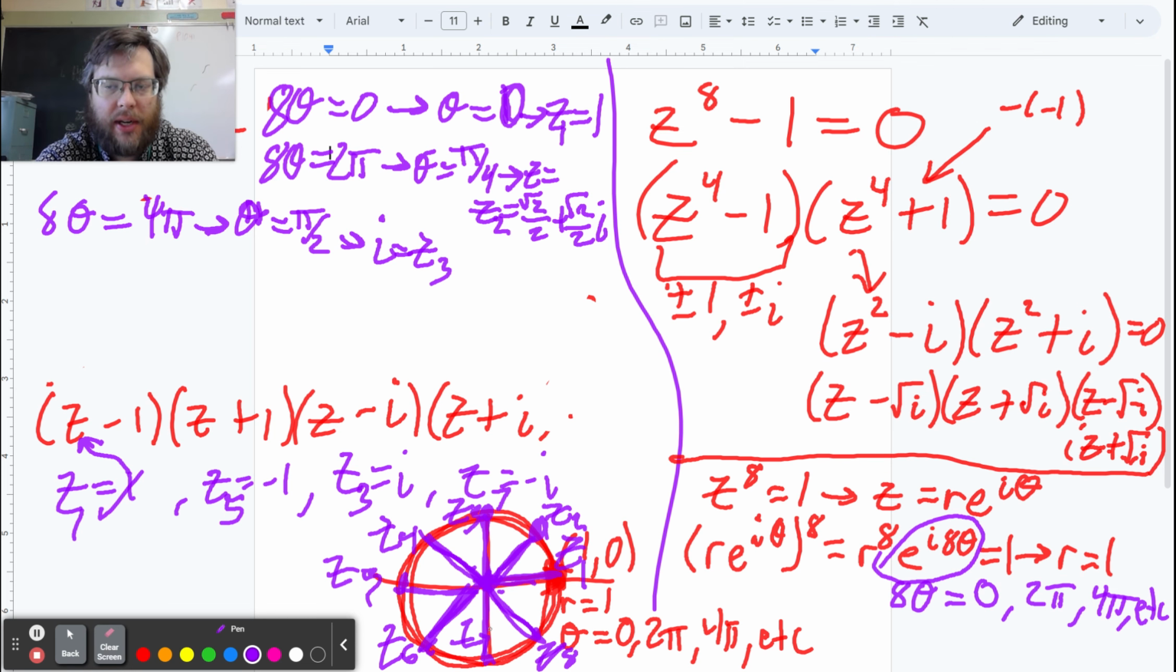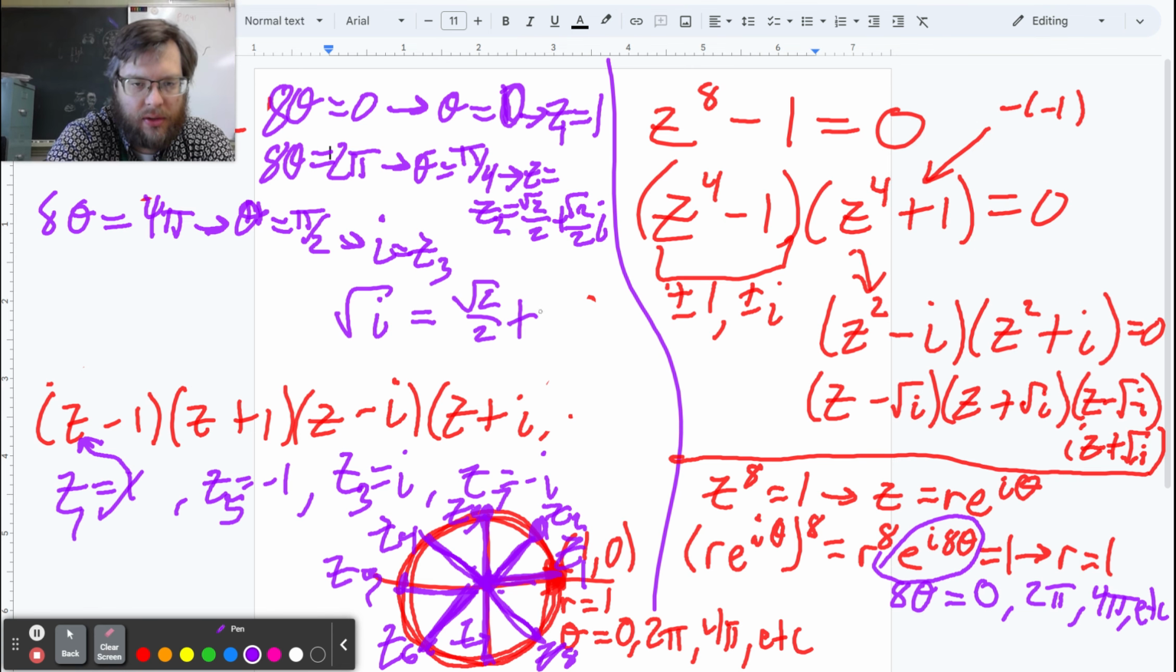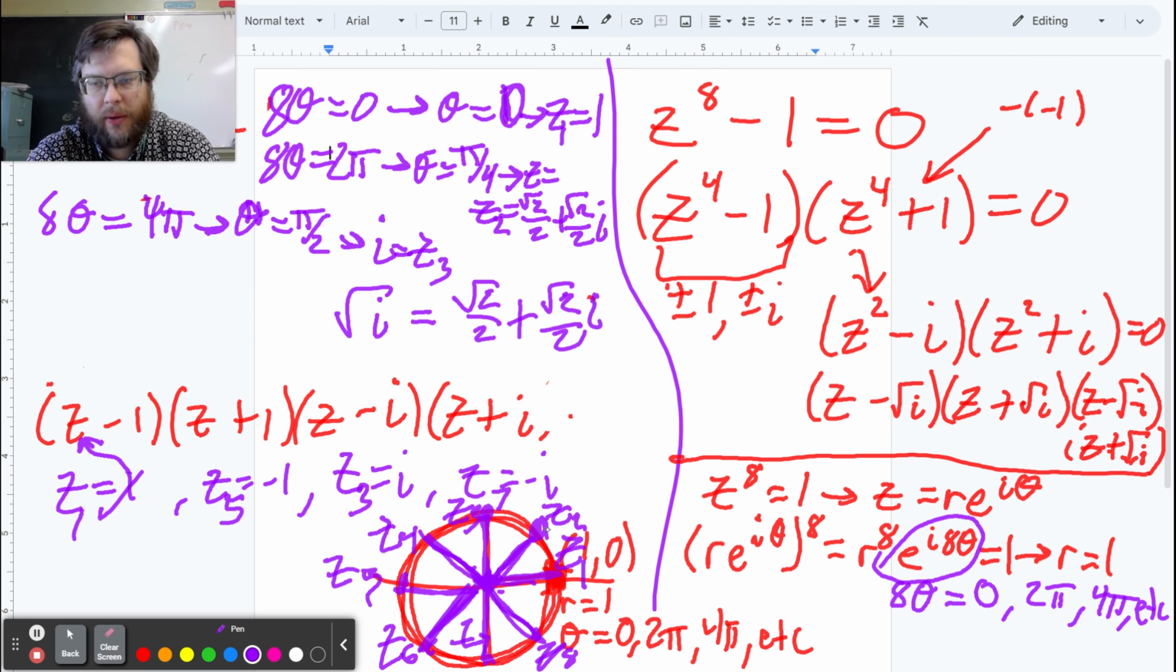So what we figured out is that the square root of i is going to equal z2, square root of 2 over 2 plus square root of 2 over 2 i. And similarly, the square root of -i is equal to z8 there. So we found all 8 of the solutions just by using some trigonometry and then re-expressing those as Cartesian.